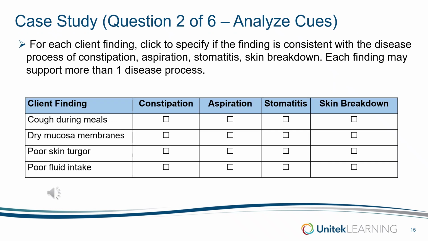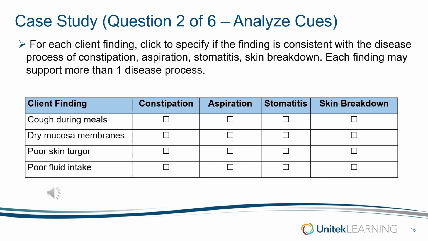Our next step in the clinical judgment measurement model is to analyze cues. For this scenario, we are going to take each of the client findings listed and specify if the finding is consistent with the disease process of constipation, aspiration, stomatitis, or skin breakdown.